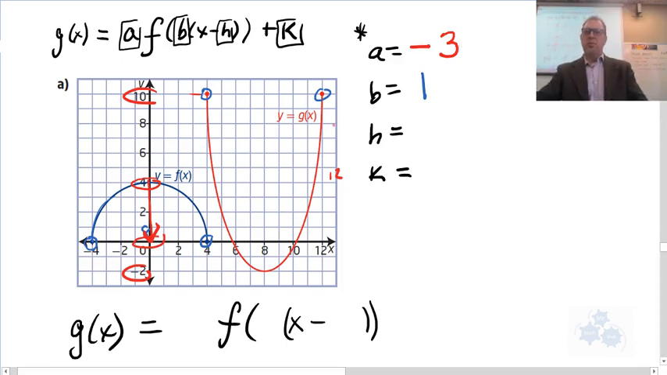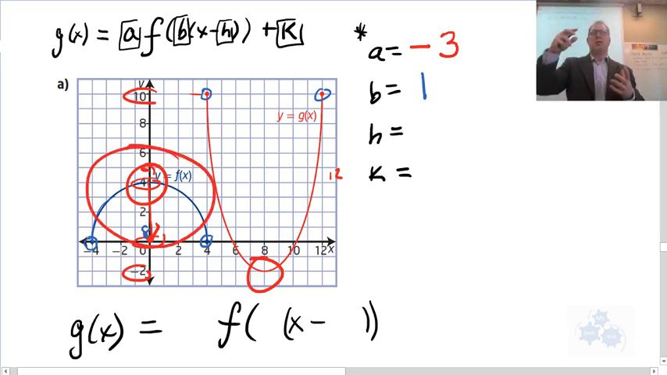Now, the tricky part here is trying to figure out the translation. If you go from this point to this point, you may be in some trouble, because remember, this has been stretched, right? And it's been distorted, really. So you have to be careful.